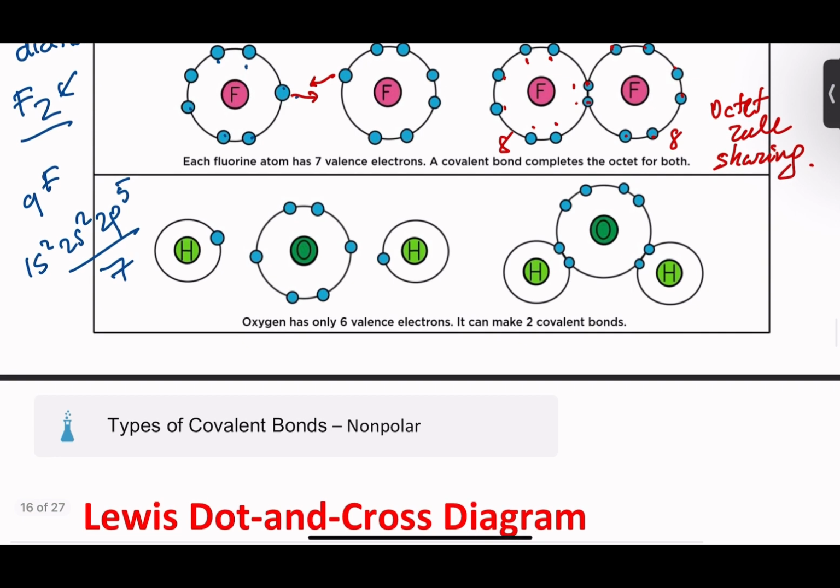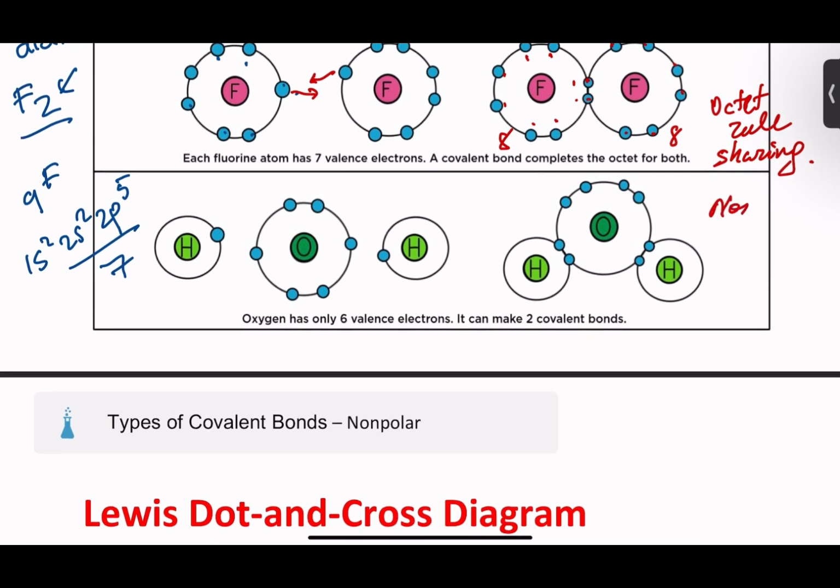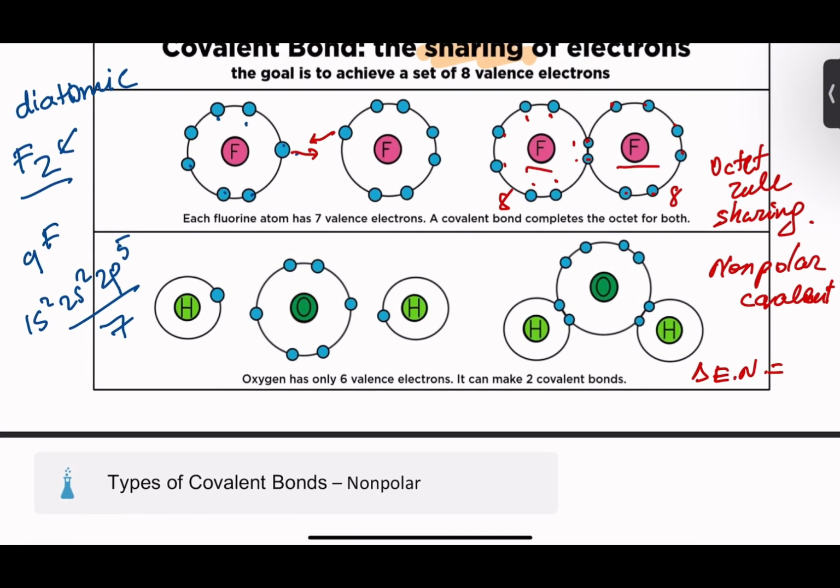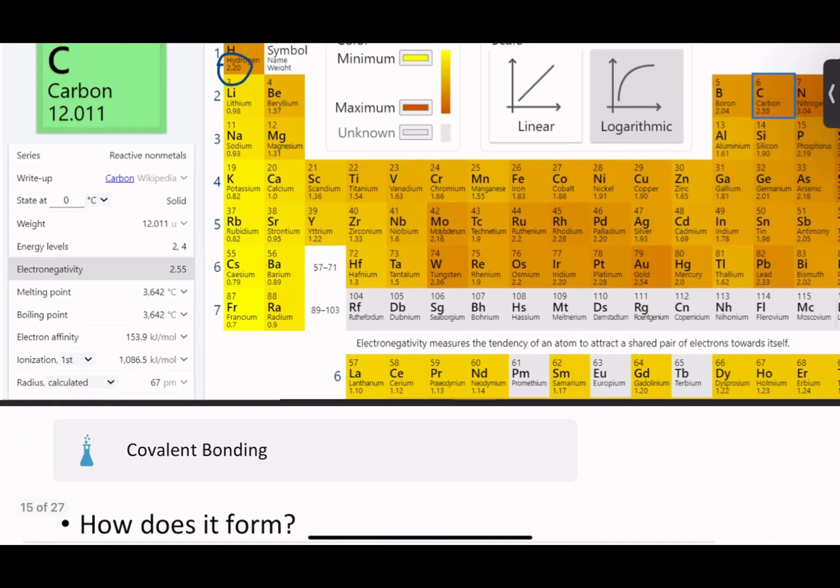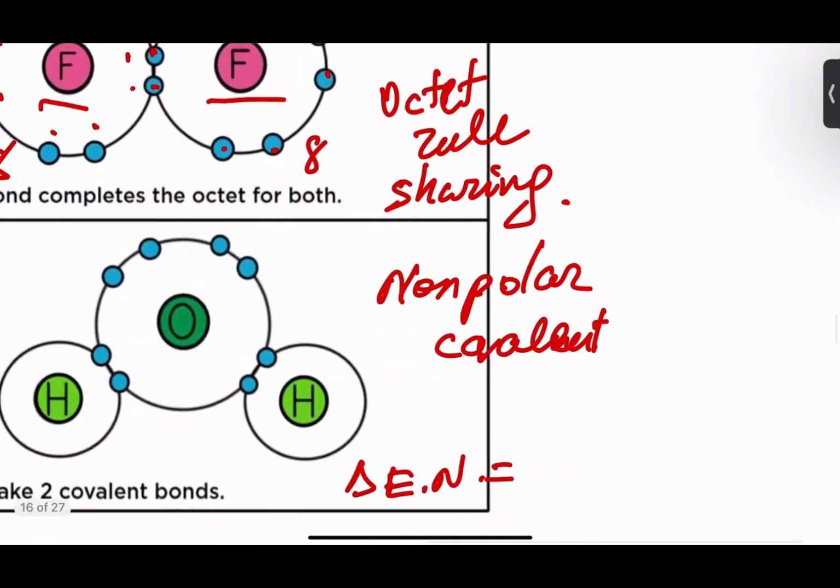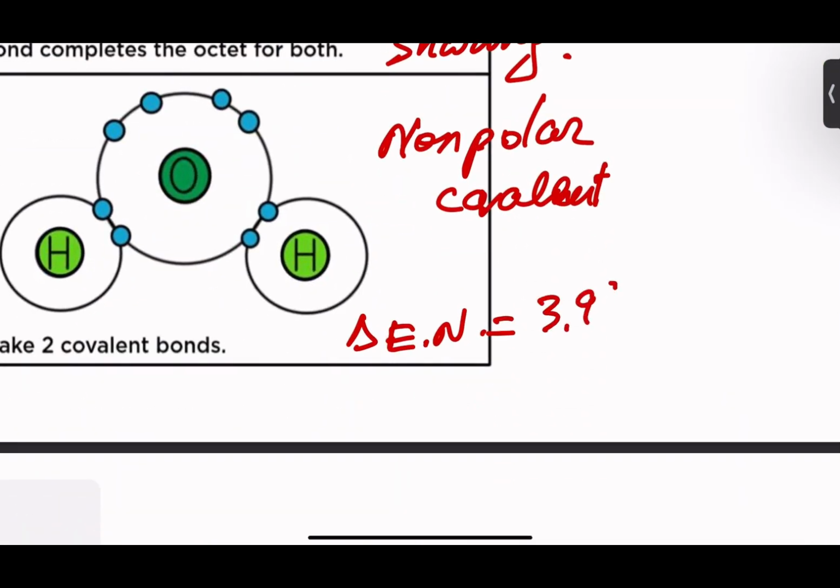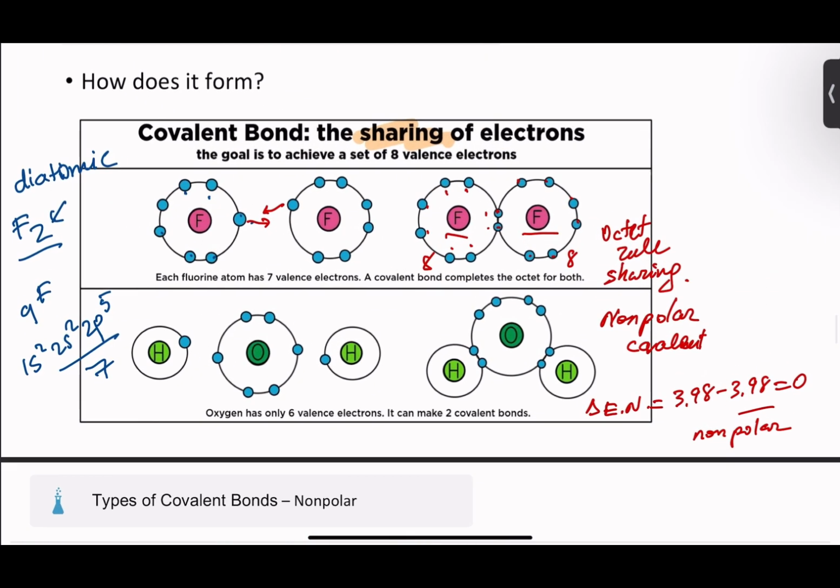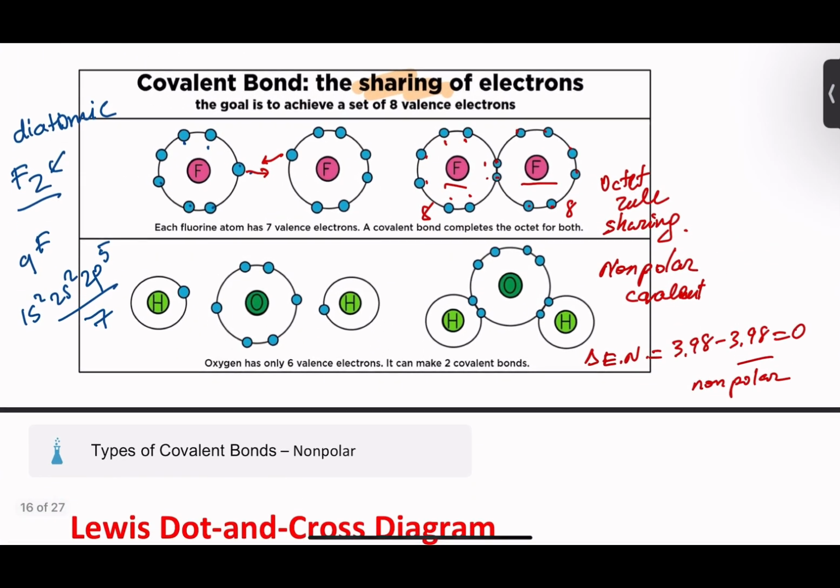And this is nonpolar covalent. You know why? Because when I take the electronegativity difference, I have here fluorine and fluorine. They have the same electronegativity. If you look from the periodic table, the fluorine electronegativity is 3.98. So 3.98 minus 3.98 will be 0. So it will be nonpolar. Nonpolar. So now let's look at the water.